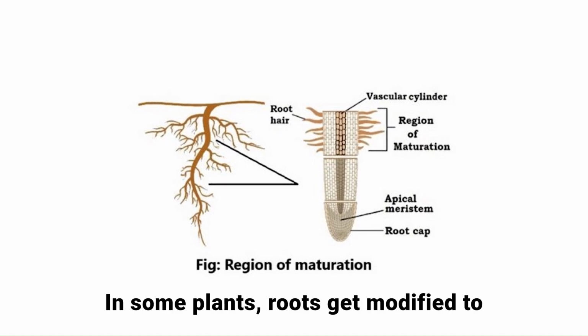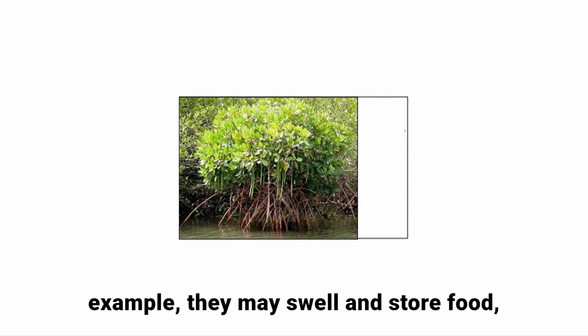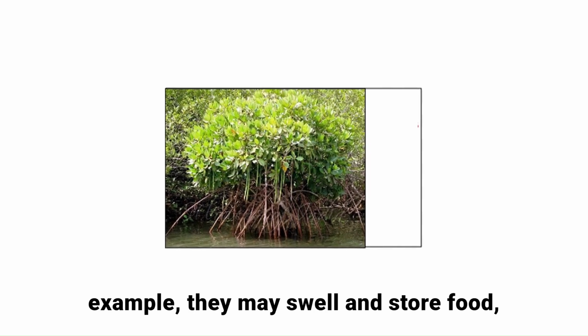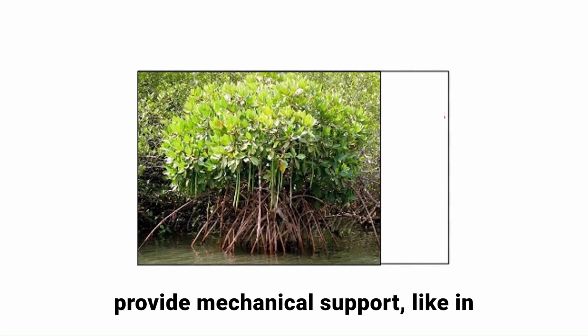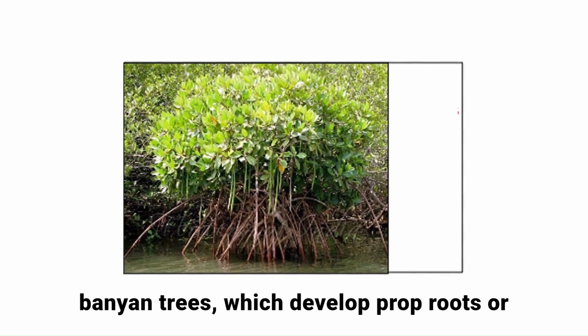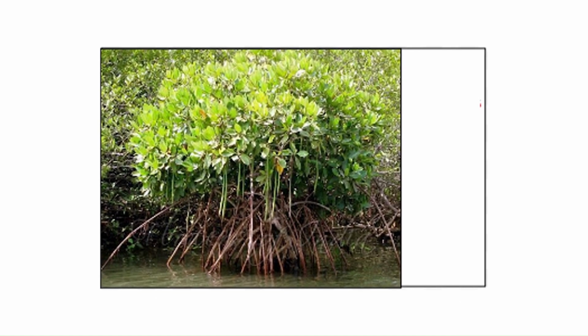In some plants, roots get modified to perform additional functions. For example, they may swell and store food, as in carrots and sweet potatoes, or provide mechanical support, like in banyan trees which develop prop roots, or help in respiration, like the pneumatophores seen in mangroves.